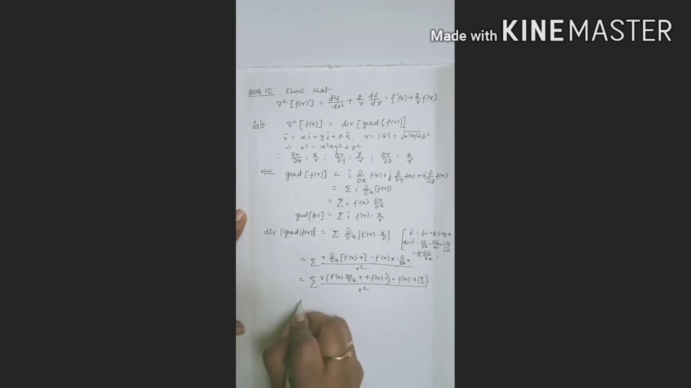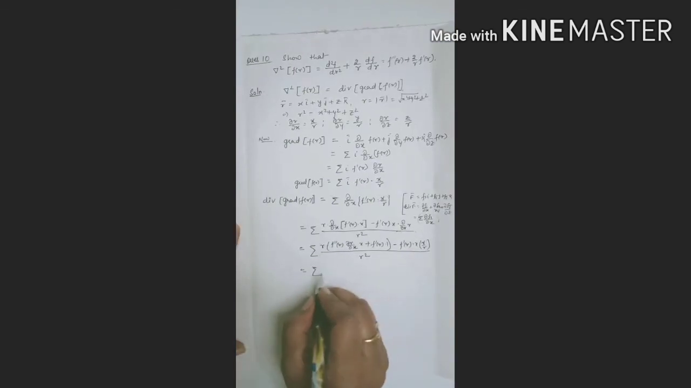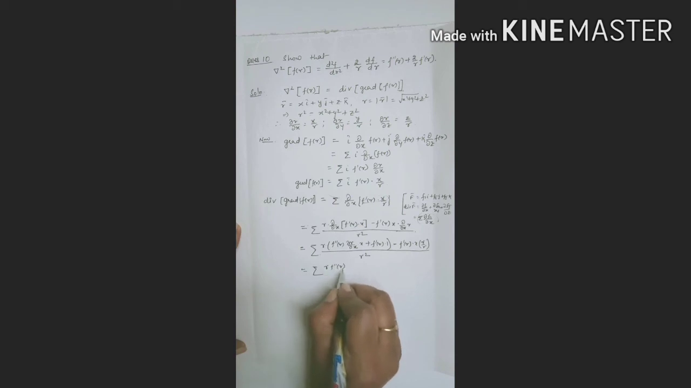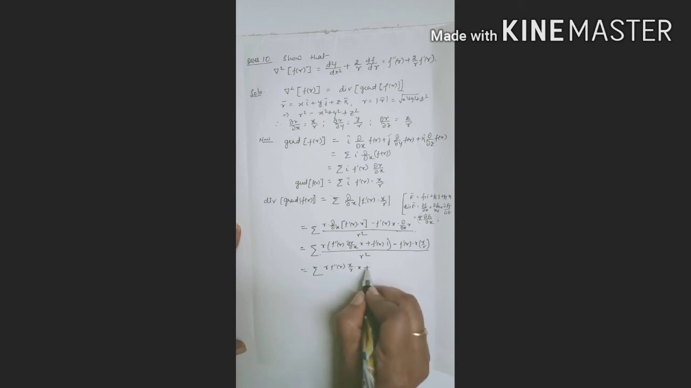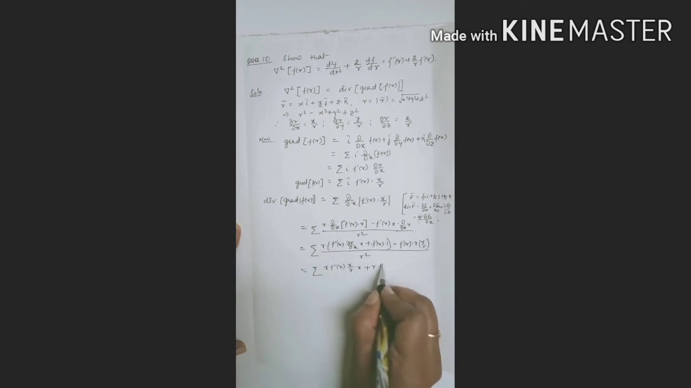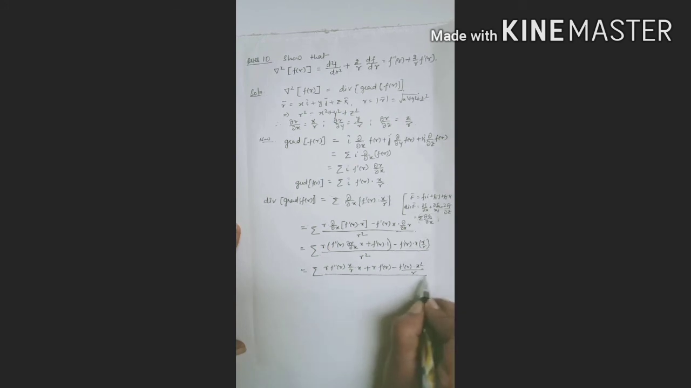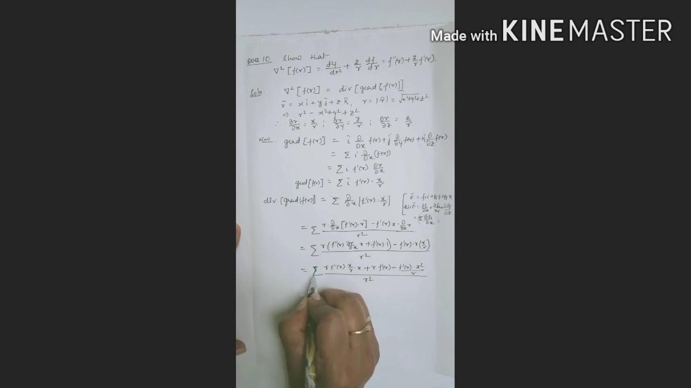So let's continue with this. So what we have, let's take this r also inside. So r f double dash r, value of del r by del x is x by r dot x, plus this r into f dash r, minus what you have is f dash r into x square over r, this whole divided by r square as it is.